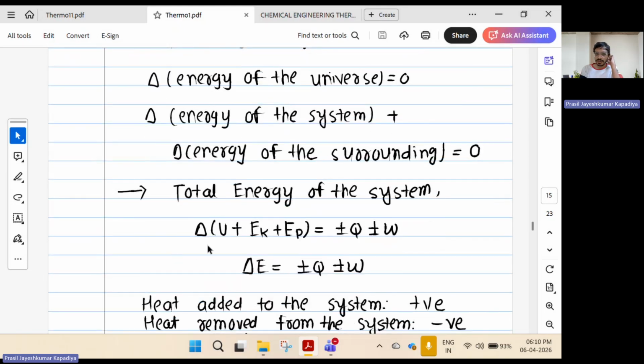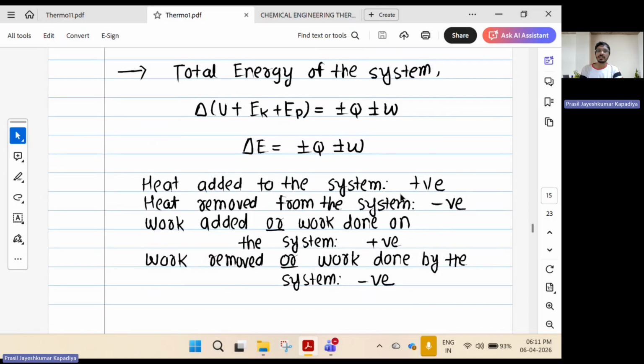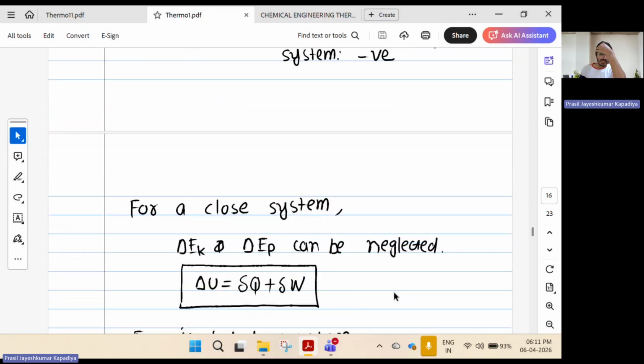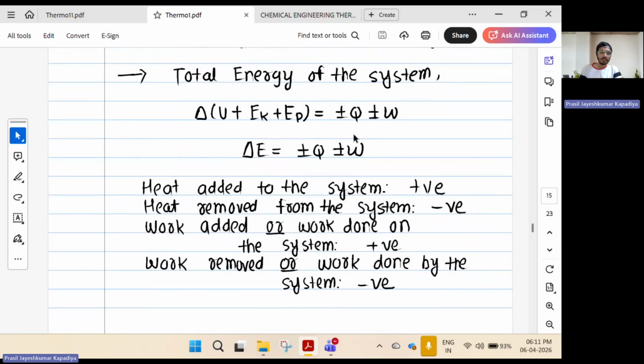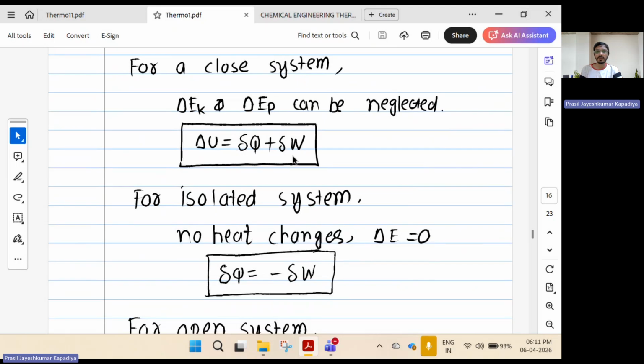So total energy delta of U plus kinetic plus potential energy is equal to plus minus Q plus minus W. In our convention, heat added to the system is positive, heat removed from the system is negative. Then work done or work added to the system is positive, and work removed or work done by the system we are taking as negative. So for closed system, we don't have kinetic potential energy terms, so no changes in that. So delta U is equal to, we can write delta Q plus delta W.